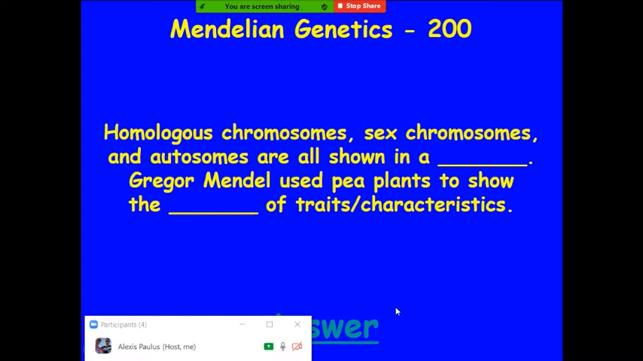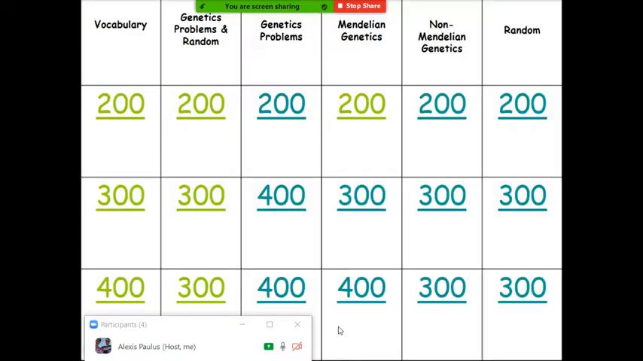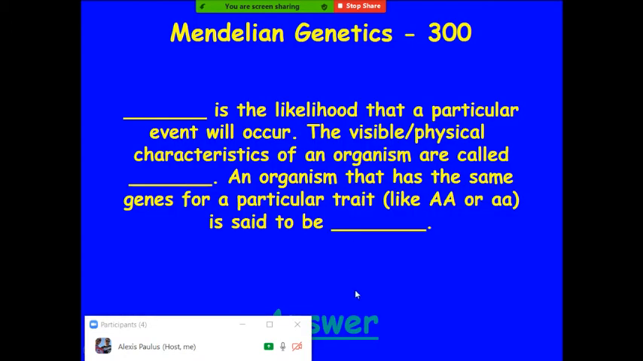All right, here we go. Okay, so those are all found in a picture of the chromosome pairs, and that's called a karyotype. And Mendel used pea plants to show the inheritance of traits or characteristics. Okay, let me get my timer going.